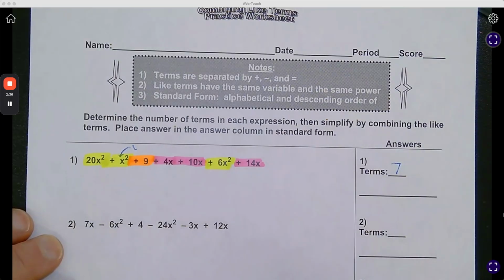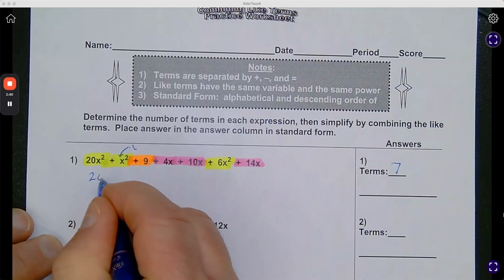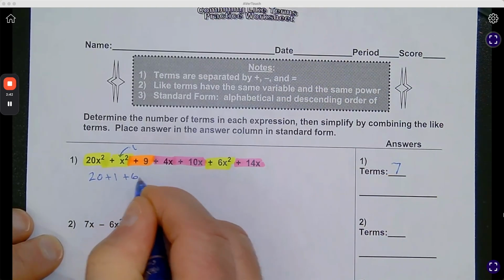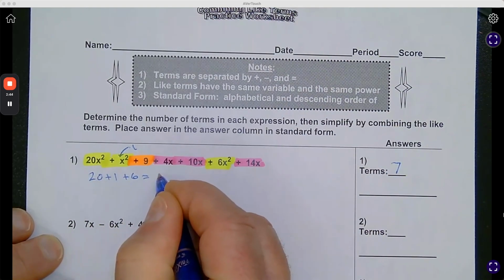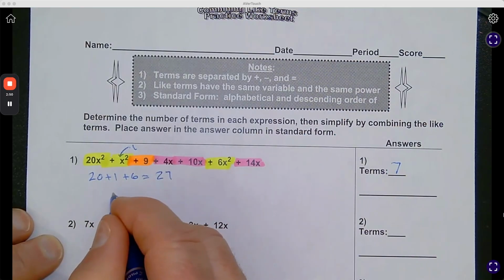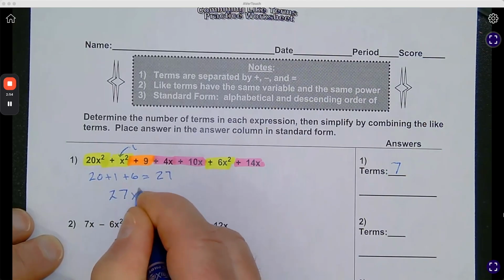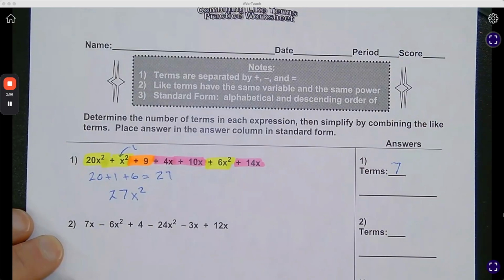And then we have plus 6. So I'm going to add up my numbers in front. I'm going to add up 20 plus 1 plus 6. What do you think that equals? 27. Okay, so that's the count, 27. What do I have 27 of? I have 27 x squareds. So the category doesn't change, only the number of them that you have.